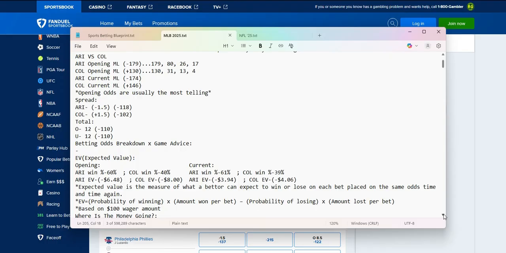In that strain, because normally when you get minus 118, you get minus 104, but not in this instance. And I'm going to show you why in a moment. Over under is at 12. Super high total for this one. Minus 110, minus 110 even cost for the totals.